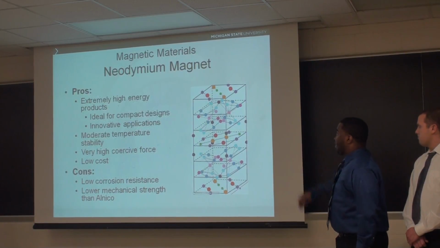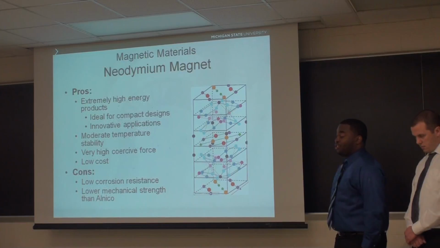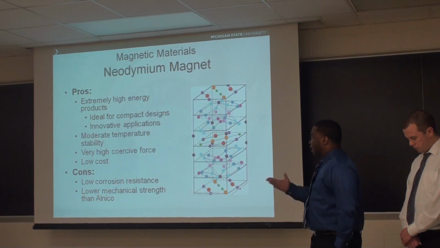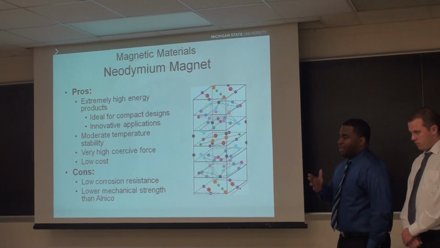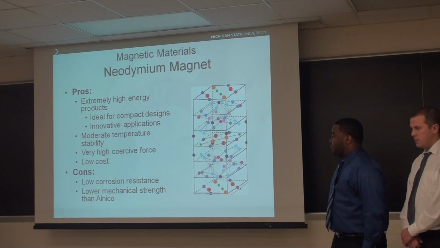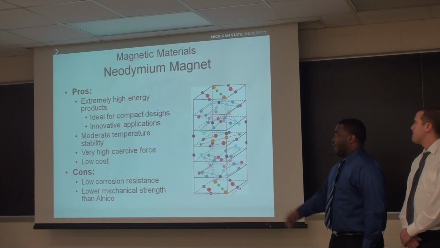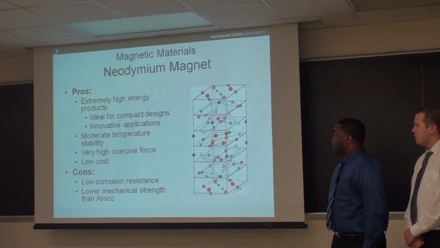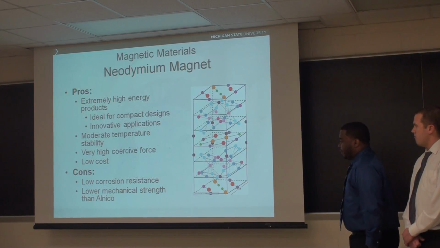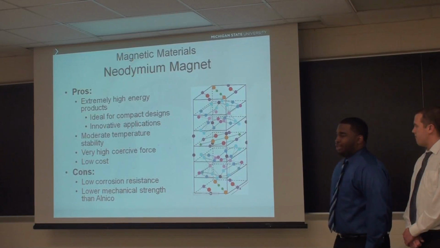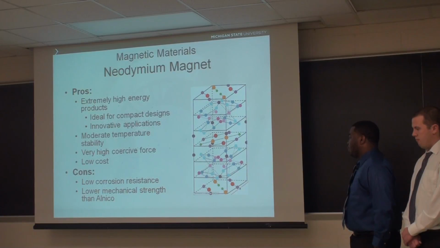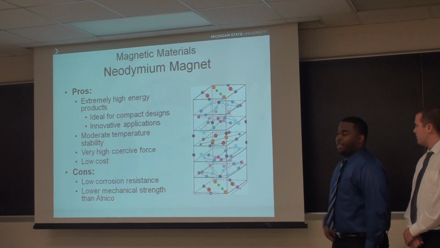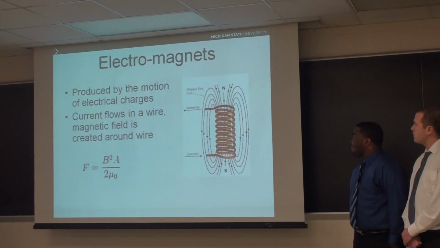And we're using the neodymium magnet for our project, which is really strong, like we said. The pros and cons: it has extremely high energy products, so for any smaller compact product, it's definitely good to use for small applications. It doesn't overheat, so it has temperature stability, and it's also low cost. The cons are that it corrodes pretty easily over time, and also has lower mechanical strength than Alnico, and we'll talk about that a little bit later.